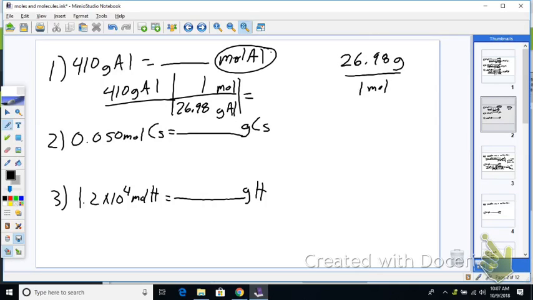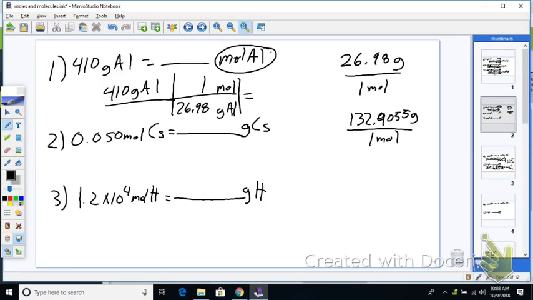So the next one's the reverse of that. So anytime you got grams, or you are asked to find grams, or you're given grams, you got to look up on the periodic table. So you would look up cesium. Cesium is 132.9055. Okay?